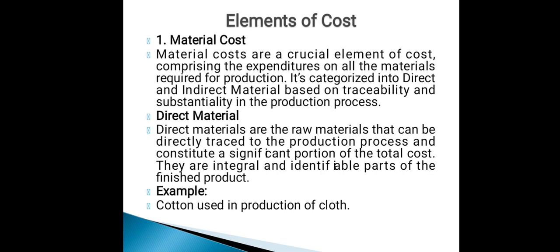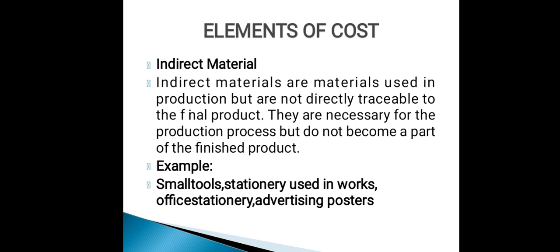For example, cotton used in the production of cloth. The amount they spend to purchase the cotton for the cloth comes under the category of direct material. And like in a leather company, the amount they spend to purchase the leather comes under the category of direct material. The next one, indirect material.